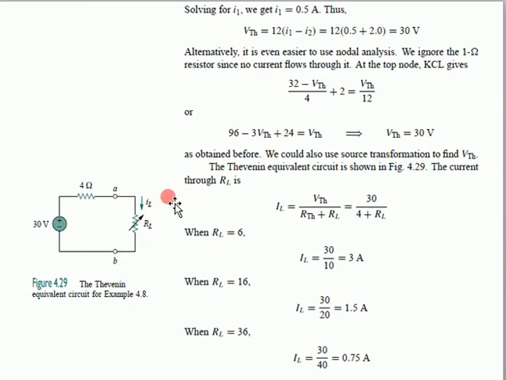Now we also have to find out the current. Here V Thevenin is 30 volt, and here is the R Thevenin, that is 4 ohm, and at the terminals AB we put the load resistor here. So first of all, we have to calculate the current IL, and simply applying Ohm's law, we get this equation. When RL is equal to 6 ohm, then IL is equal to 3 ampere. RL is equal to 16, then IL is equal to 1.5, and when RL is equal to 36, then IL is equal to 0.75 ampere.